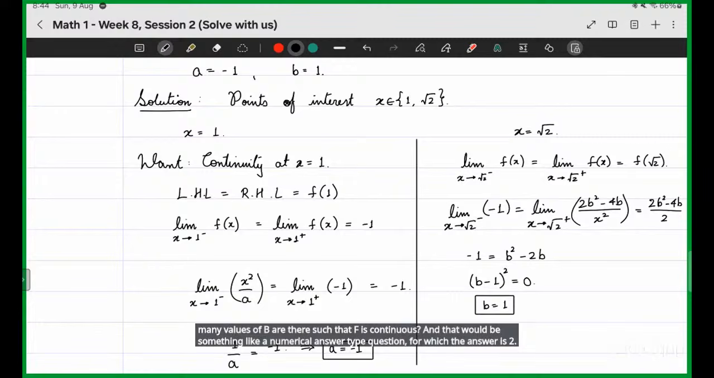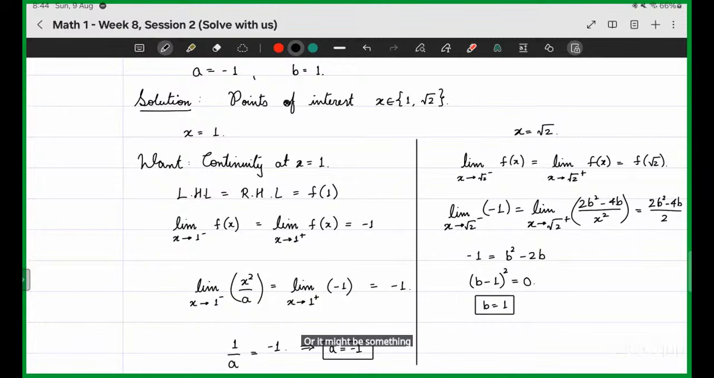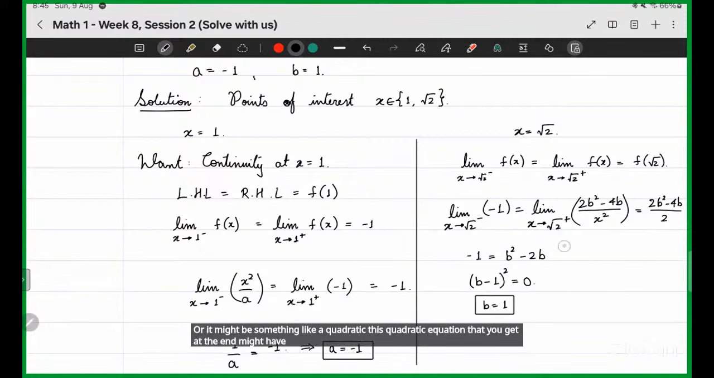Or it might be something like, this quadratic equation that you get at the end might have discriminant negative. In that case, there is no value of B for which this function can be a continuous function.